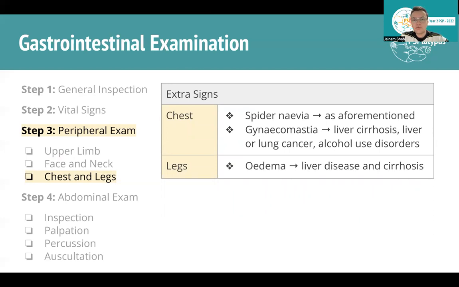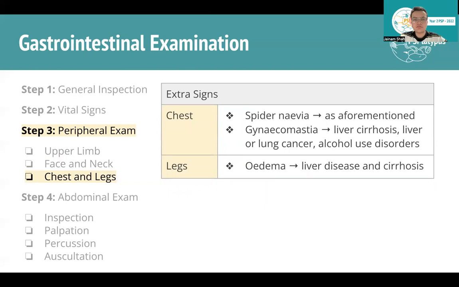Gynecomastia is where you have, again, have a look at a picture of this, but where you actually have breast tissue developing in a male patient, which is abnormal. So this could be, again, multiple different things. You just want to note it, but it could be a sign of liver cirrhosis. It can even be a sign of liver or lung cancers, and also alcohol use disorder. It essentially comes down to hormonal imbalances.